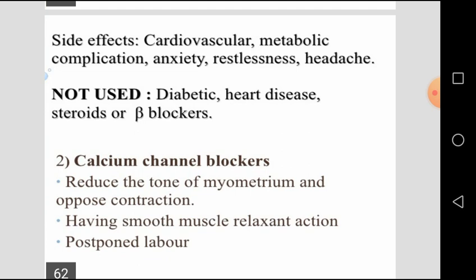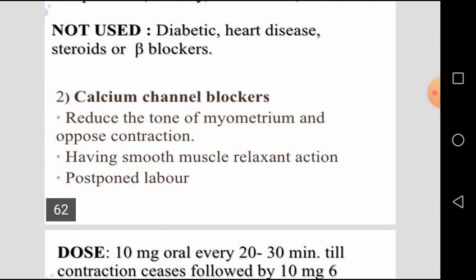Side effects: cardiovascular and metabolic complications, anxiety, restlessness, headache. Cardiovascular, because it increases the cardiac, that is heart rate. Then when it should not be used: in diabetic cases, heart diseases, and when the mother is on steroids or beta blockers, it should not be used.